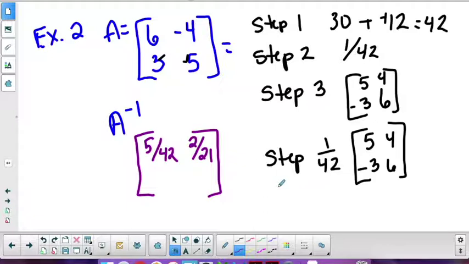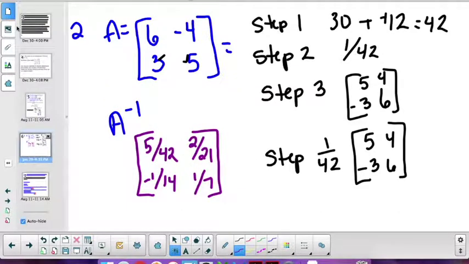Okay, negative 3 over 42, believe it or not, actually does reduce. I believe it is negative 1 over 14 since it's a negative, I think. And then 6 over 42 reduces down to 1 over 7. That one I know of. And so that is the inverse of our original matrix. Okay? And we'll use inverses to solve. That's the reason we go ahead and do it.